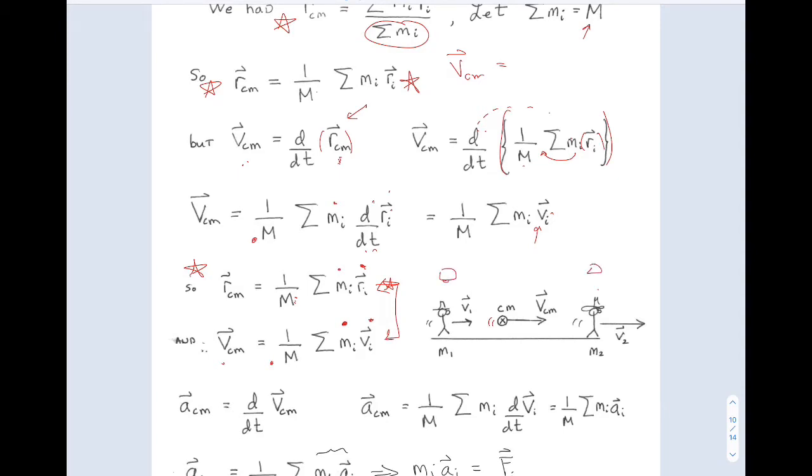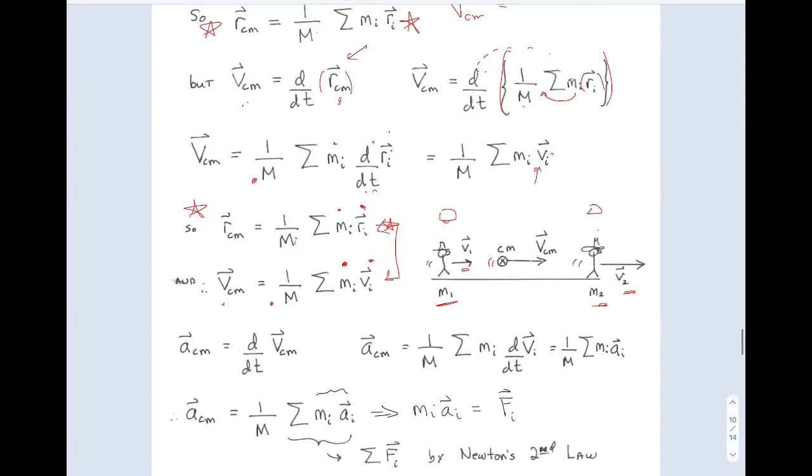So each of these objects has its own velocity, v1 and v2, and its own mass, m1 and m2. There's some location here, which is the coordinate of their center of mass. Just like the two tennis balls, the center of mass would be somewhere in between. That's a geometric point, but as these two people move to the right, this point also moves to the right.